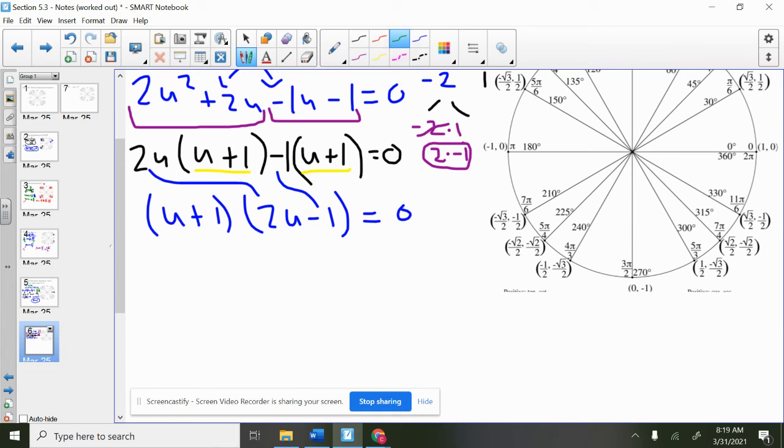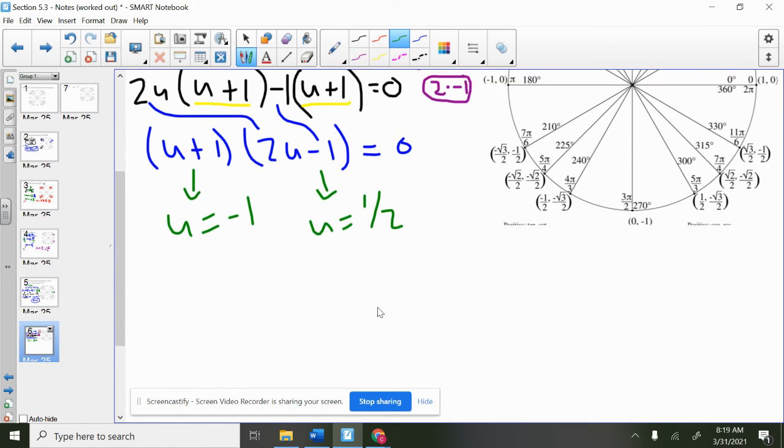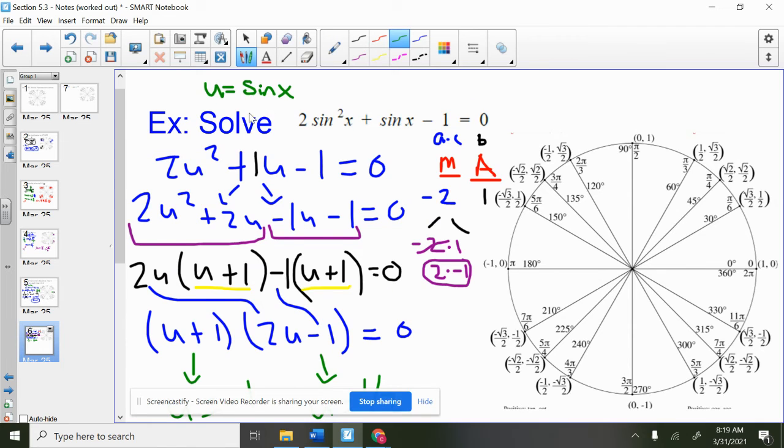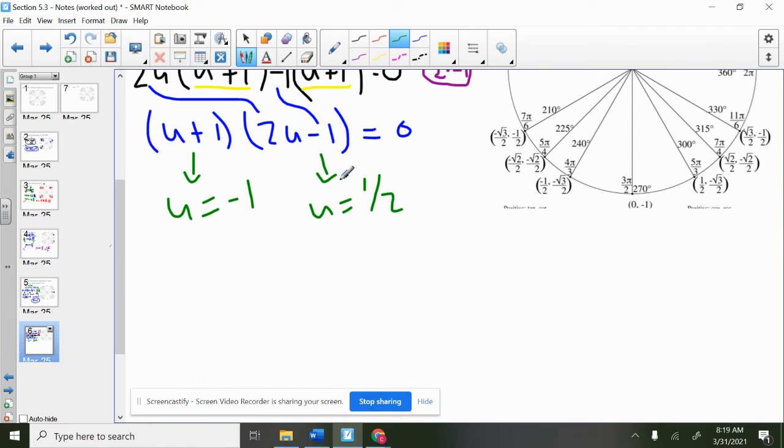So here, this would give you u equals -1. This one, if you solve for it, would give you u equals 1/2, because you're setting this equal to 0, adding 1, then dividing by 2. But remember, we said u is equal to sine here. So I've got to bring that back. So I've got the sine of x equals -1, and I've got the sine of x equals 1/2.